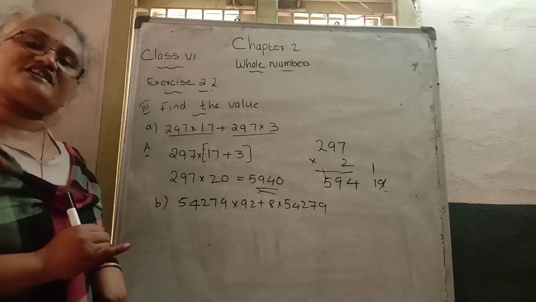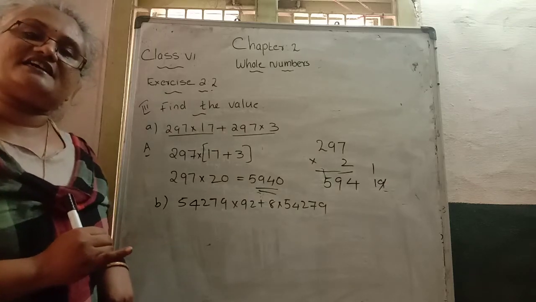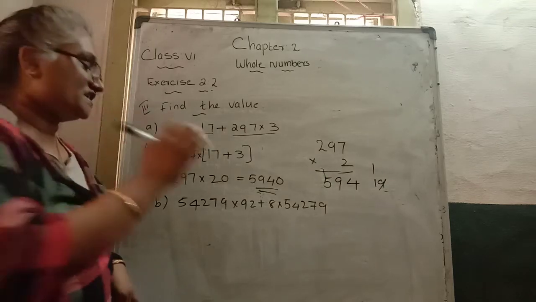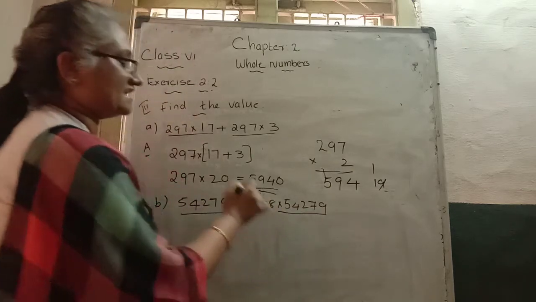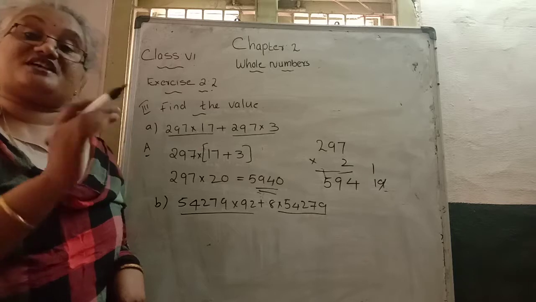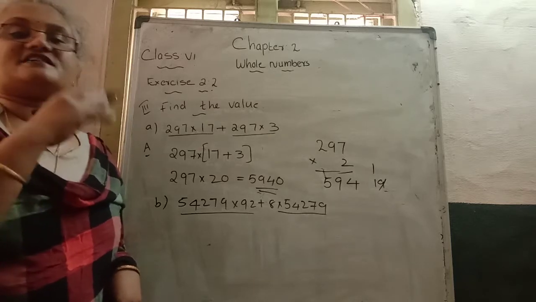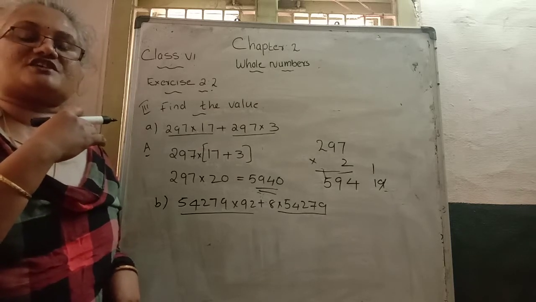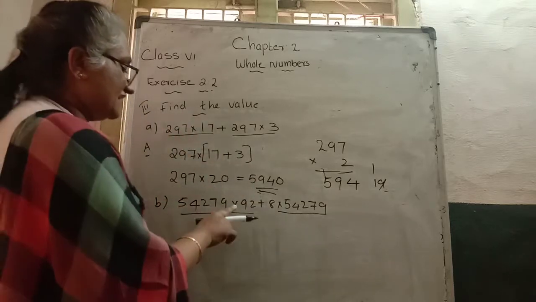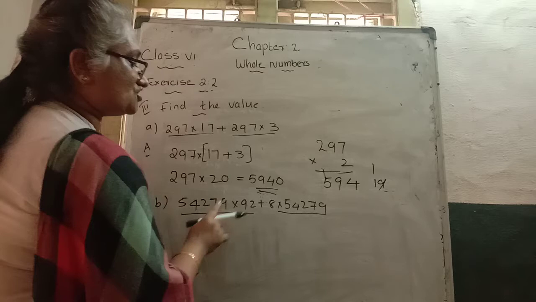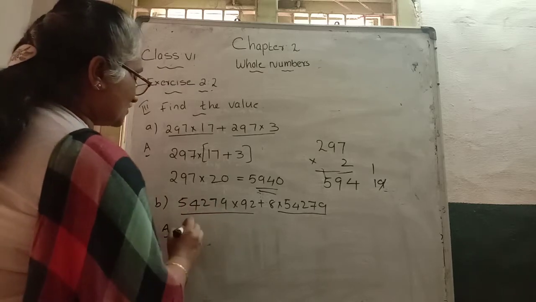Here also, first you check how many terms are there. In this question also 2 terms are there. Which are they? This is the first term, this is the second term. They are separated with a plus or minus. Terms are separated with plus or minus. Here they are separated with a plus sign. Then next, in the first and second term, which number is common there?